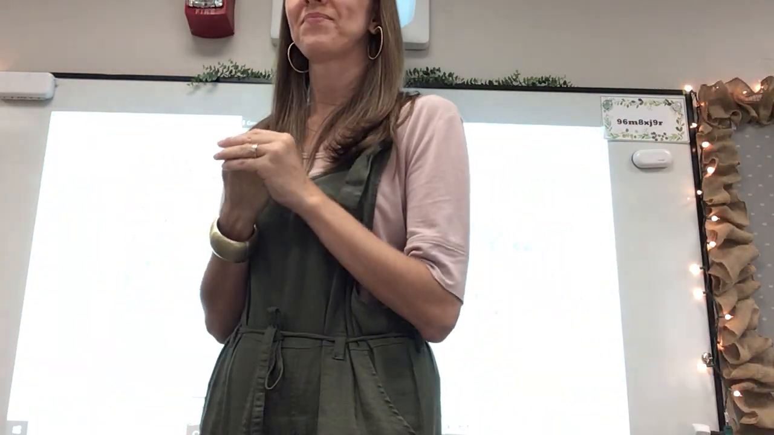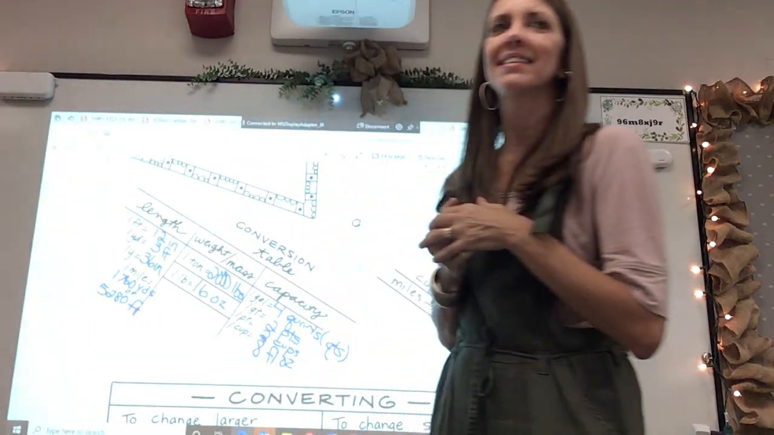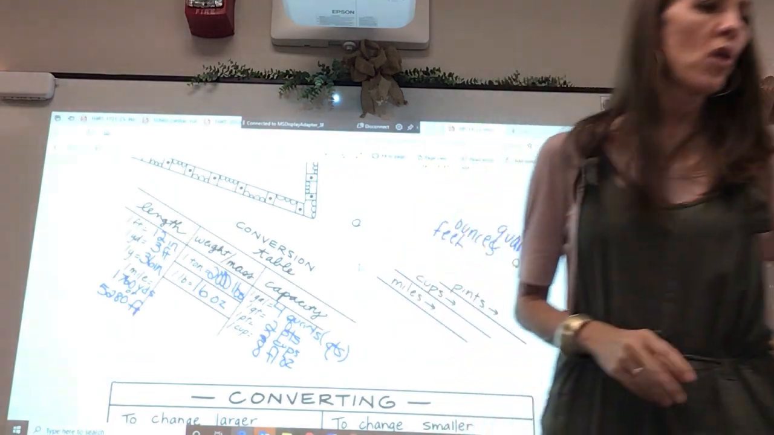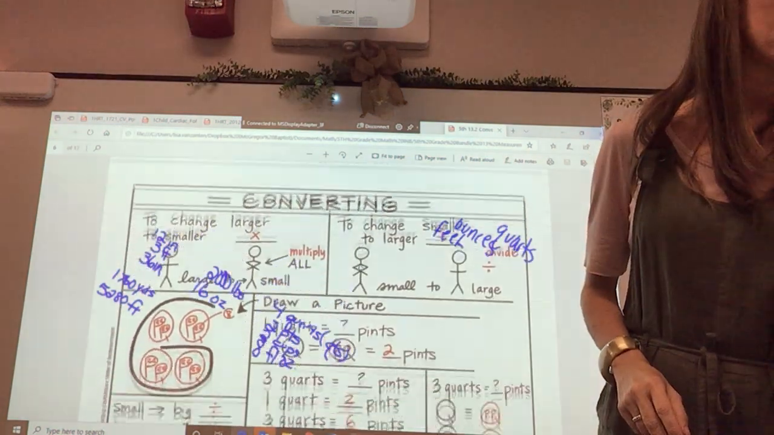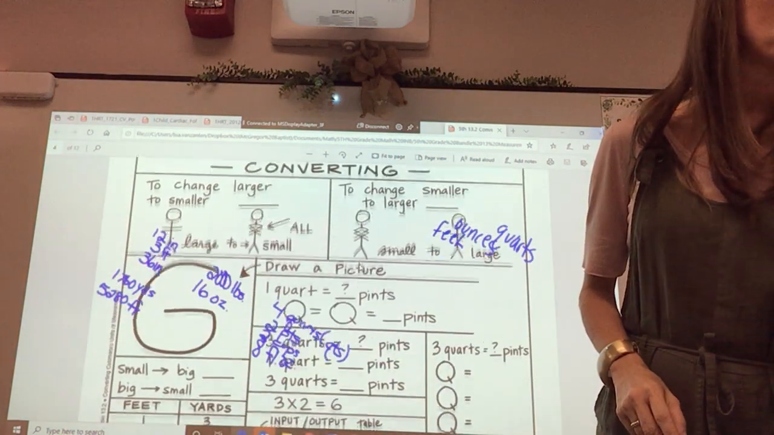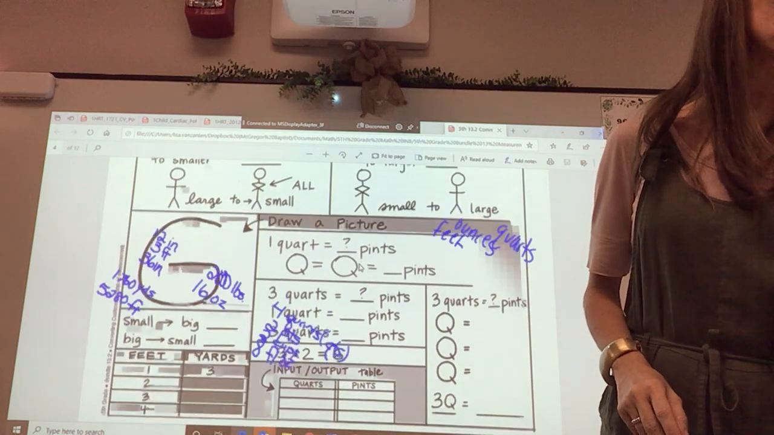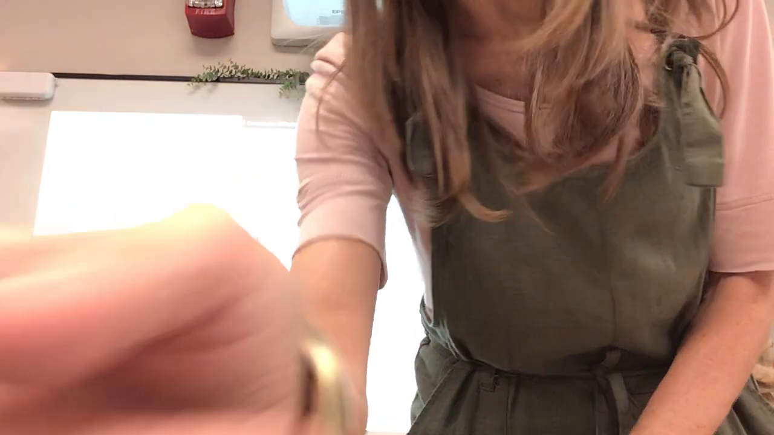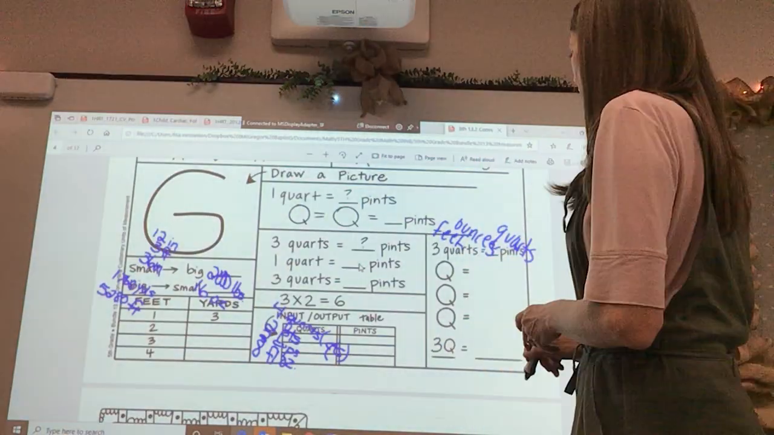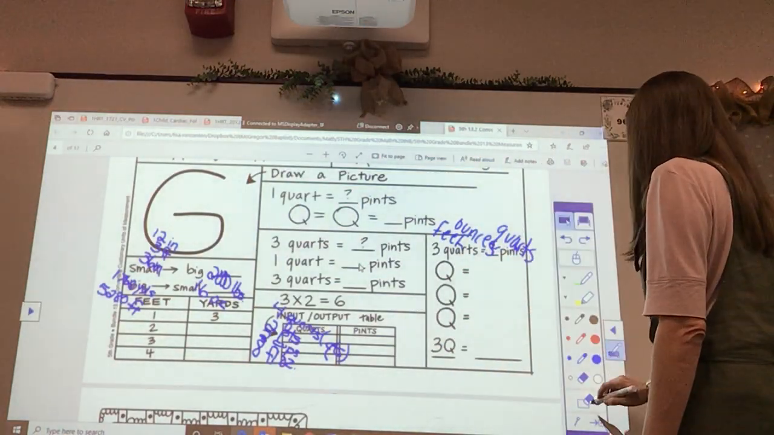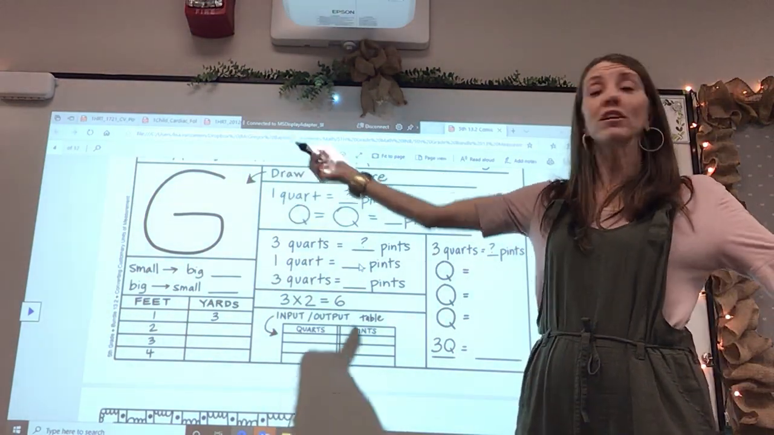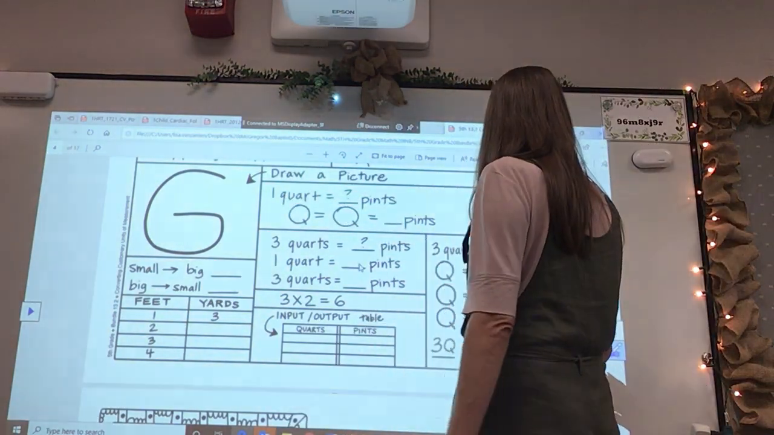Okay. You got it? For the next section, we are going to learn how to convert. So let's go down to the first way that we already learned how to convert measurements, which is by drawing a picture. We already learned this, right? So let's go through this kind of quickly.